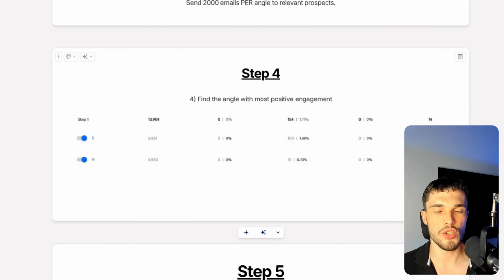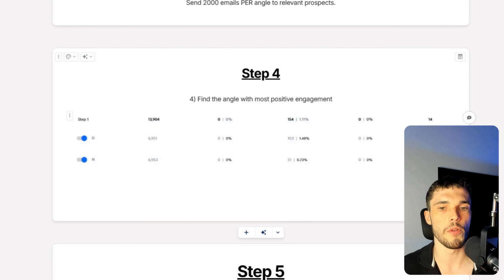Step 4 is to find the angle with the most positive engagement. So from the example above, this was version D. It also got a higher reply rate in general, which is generally good for email reputation and deliverability. So you want to stick with the angle that gets the most replies and the most engagement. So this was version D, as I mentioned. And you got to be a bit careful here, because even though I say you should look for the angle with the most positive engagement, it's also important to track what happens in the middle and the bottom of the funnel, right?